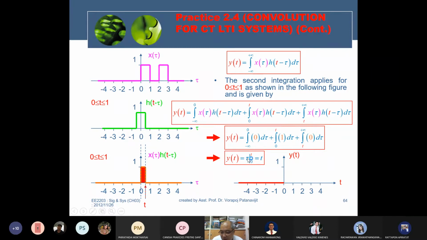Integrating 1 with respect to tau gives you tau, and you substitute the range between 0 and t, and you get t. So y(t) equals t, only when t is between 0 and 1. Therefore the last point is 1, y(1) equals 1. The graph of y(t) equals t is a linear graph increasing from 0 to that point.